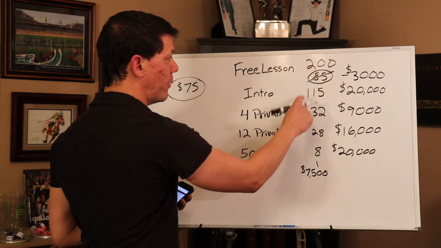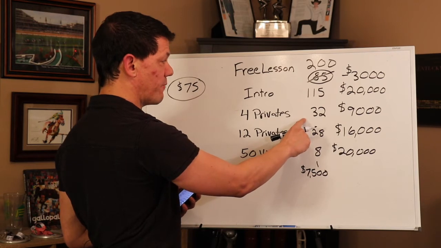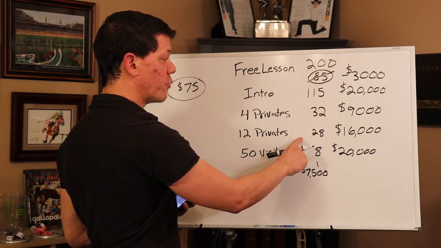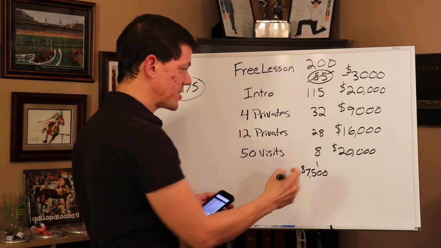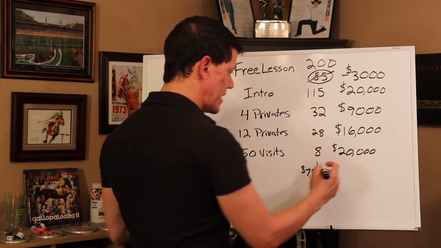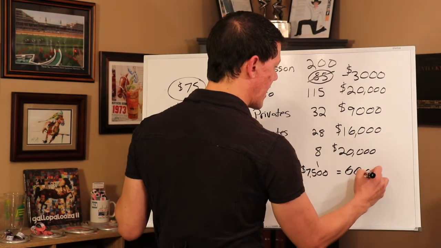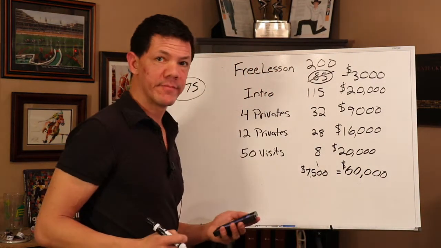It took me 200 people to get to 115 intros, to get to 32 people. It took another set of private lessons per month. 3 months after that, we still had 28 of them around. And then of course through the year, boom, we had our 8 hardcores. But here's the magic number. At $7,500 a piece, those 8 people were worth $60,000 to us. That's a lot of money.